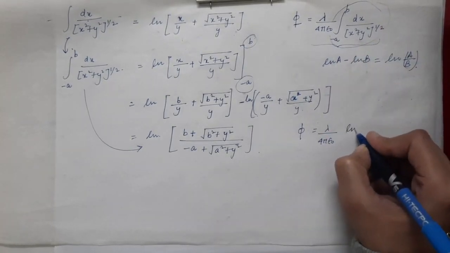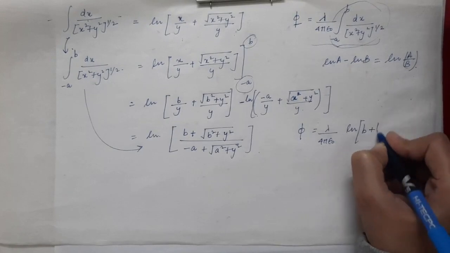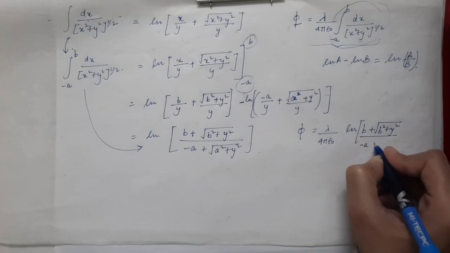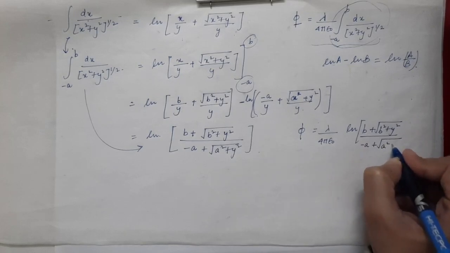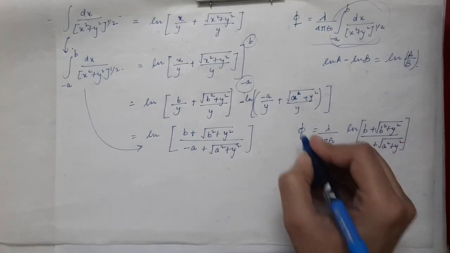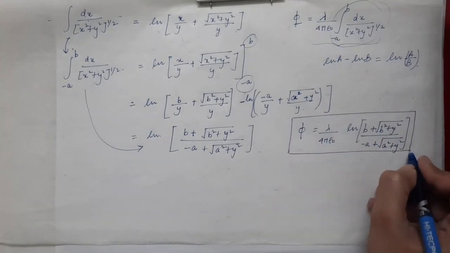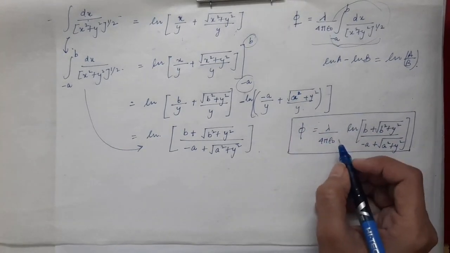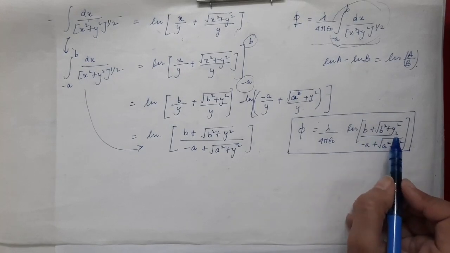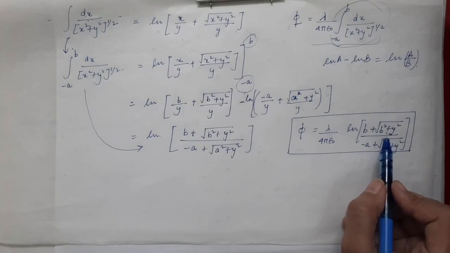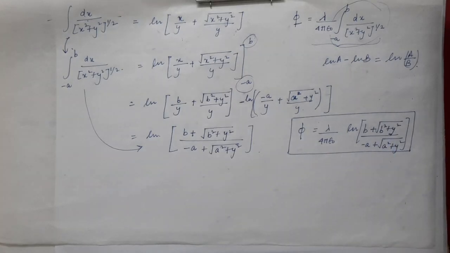So that will be nothing but natural log of b plus under root of b square plus y square divided by minus a plus under root of a square plus y square. So this is the final expression of the electric potential at P due to the line charge, and P point is present at a perpendicular distance of y from the line charge.